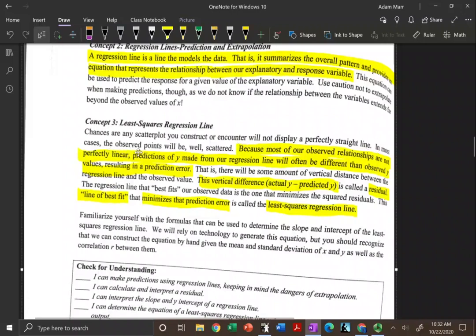Concept 3. Chances are any scatter plot you construct or encounter will not display a perfectly straight line. In most cases, the observed points will be well scattered. That's the whole point, okay? Because most of our observed relationships are not perfectly linear, predictions for y made from our regression line will often be different than observed y values, resulting in a prediction error. So we call those prediction errors residuals. That is, there will be some amount of vertical distance between the regression line and the observed value. Those are residuals, right?